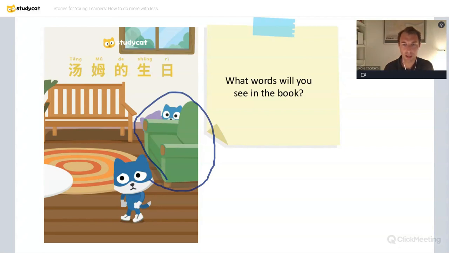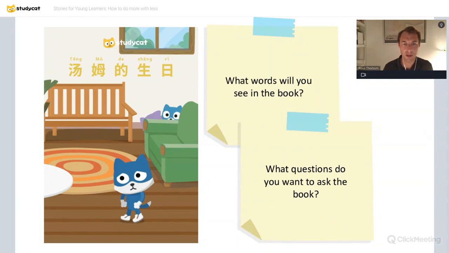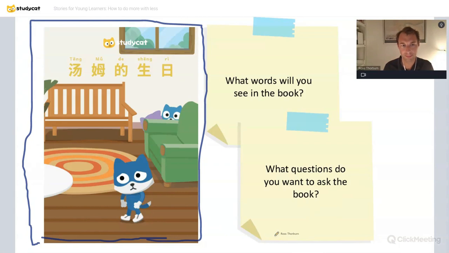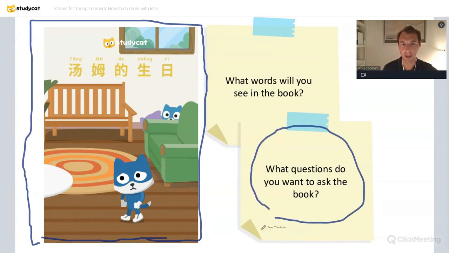All right, so we're going to read this one together. But before we do that, one more pre-reading activity for you. We can see the cover of the book here, right? So this is the cover. What I want you all to do is ask a question. Okay, so maybe this cover has made you curious about Tom's birthday. Can you ask a question to the book? All right, so what question would you like to be able to answer?